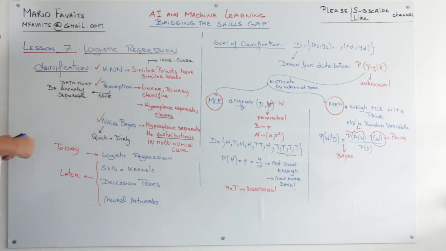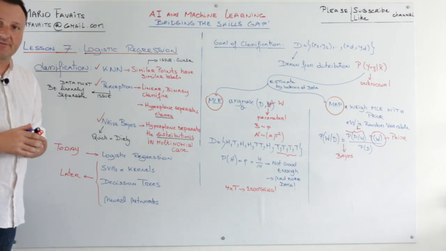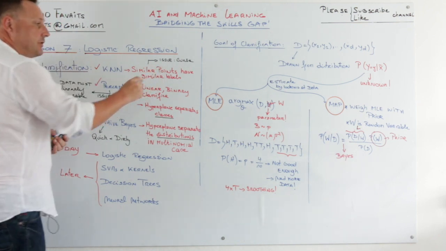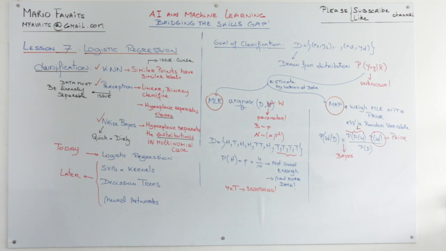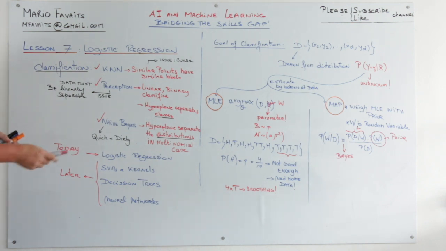The first one was k-nearest neighbors. And what does k-nearest neighbors do? Well, it says that similar points have similar labels. But we've seen that there's an issue because in high dimensions we have the curse of dimensionality. Why is that an issue? Well, the similarity measure here is distance. And in very high dimensions, distance loses its meaning. In high dimensions, all points are far from each other. So that was the issue here.